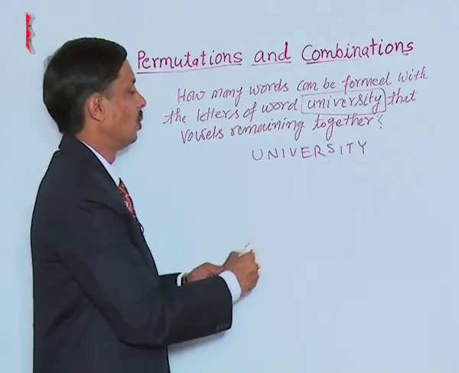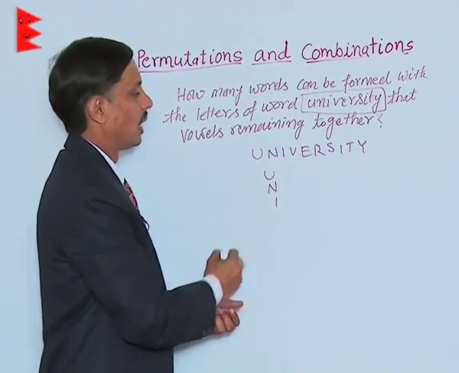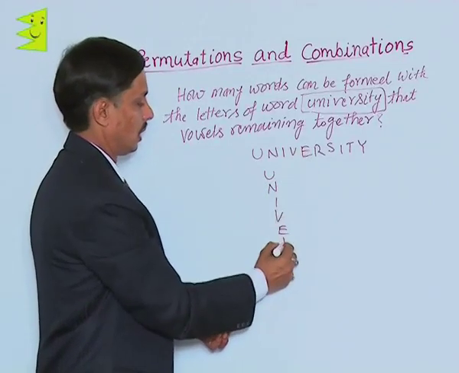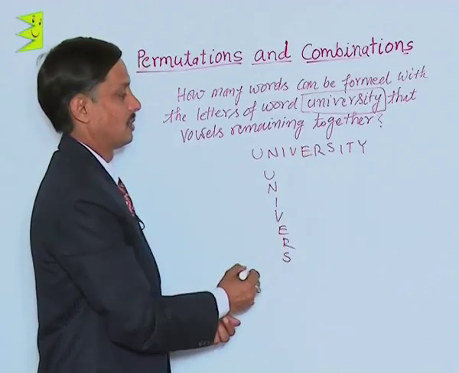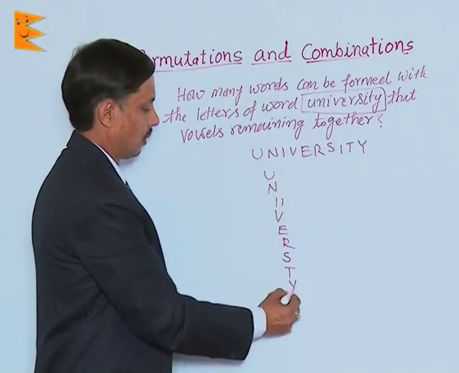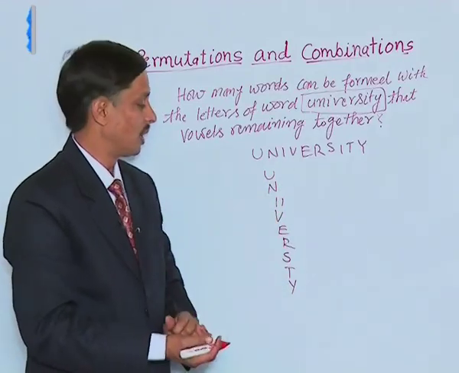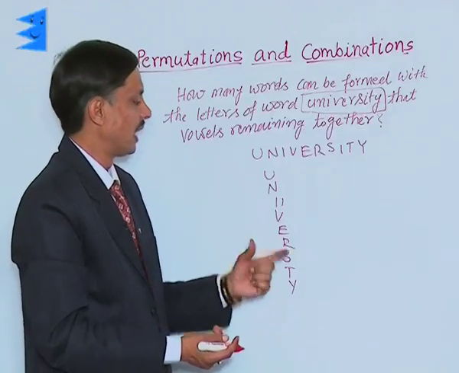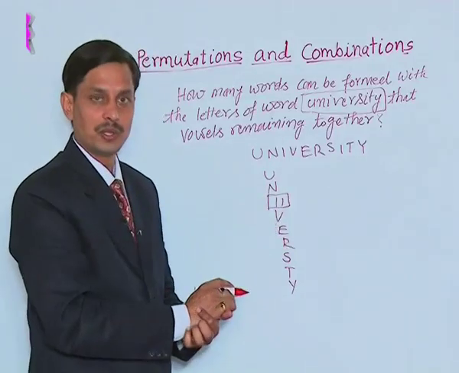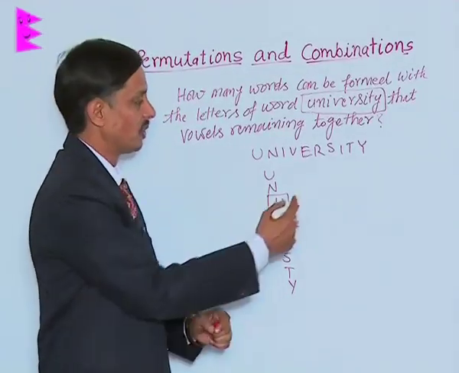First it is U once, then N, then I, then V, then E, then R, then S. Then again I, then T and Y. I want to tell you the two I's are of the same type. So it means that here we will apply repeated permutation. What is this repeated permutation? I want to tell you.